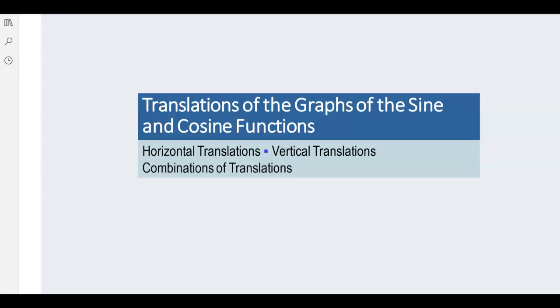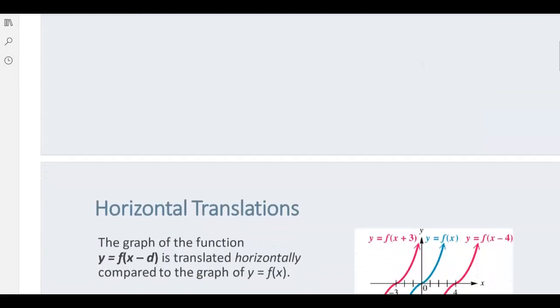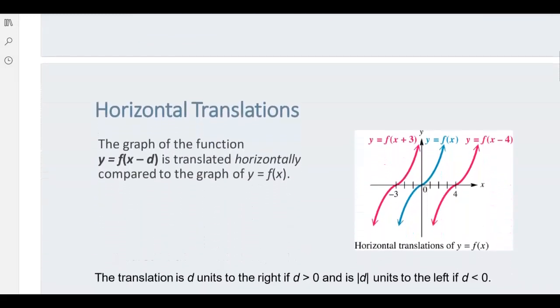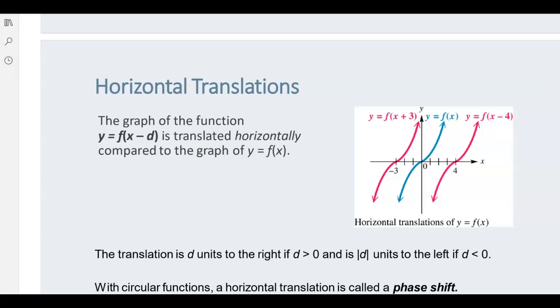In this video, we're going to expand on the ideas that we talked about last time, which was the basic ideas of the sine and the cosine graph. And we'll start taking those graphs and moving them around through a series of movements that are called translations, both horizontal and vertical, and then combinations of the two.